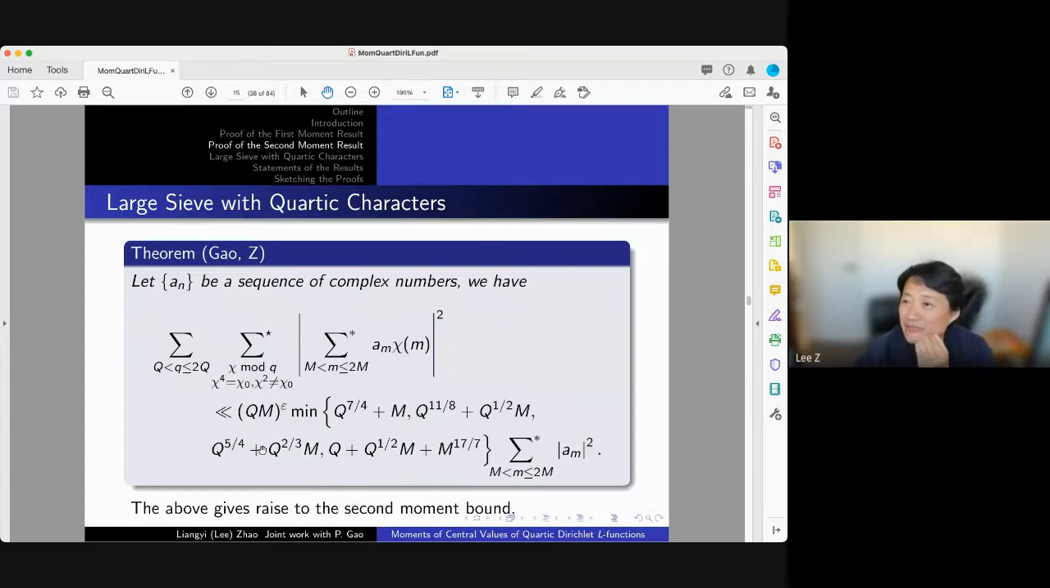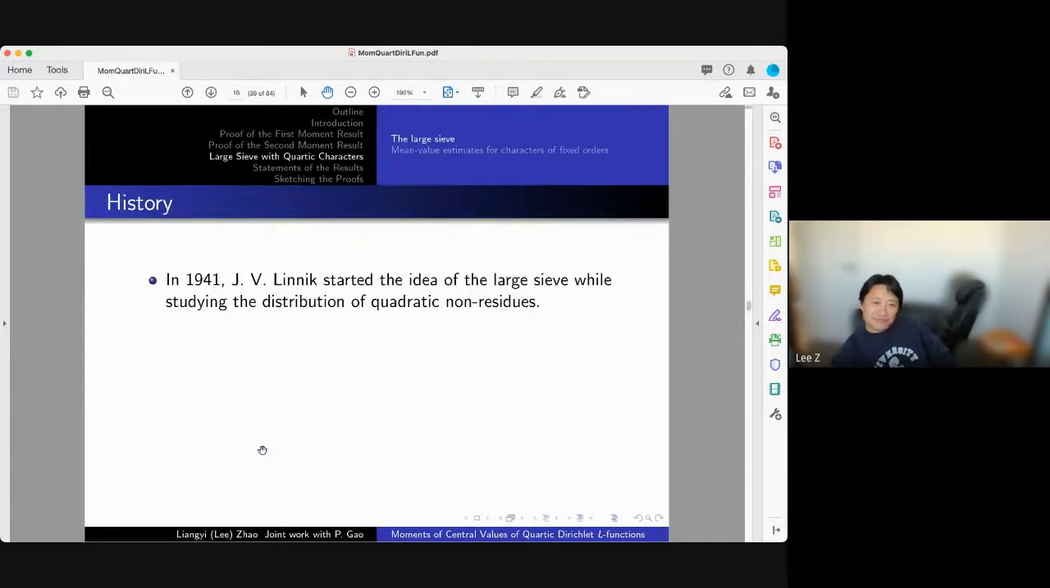All right. So in the remaining maybe 5 minutes or 7 minutes, well, I don't know how far I can get, but let's talk a little bit about this large sieve for coordinate characters. As I said earlier, the second moment result is easy to prove if you have the right tool, which is precisely this large sieve with coordinate characters. Okay, so let's talk a little bit about the large sieve. This goes back 70 years in the past.